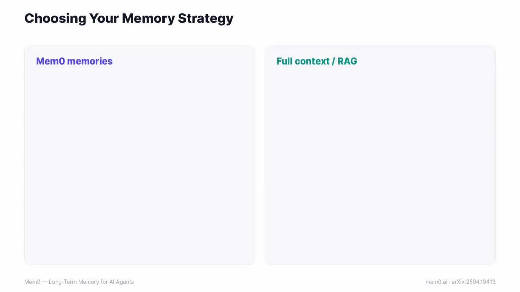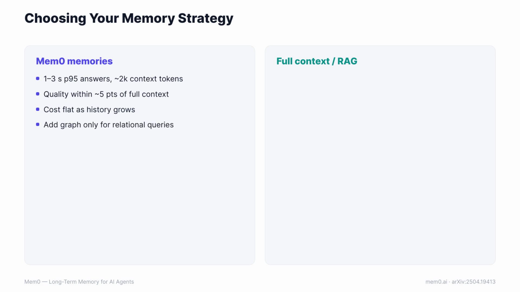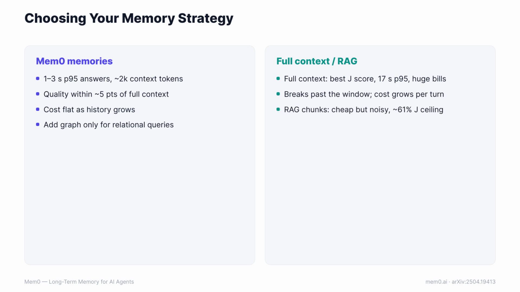So, when do you use what? Mem0 memories answer in about a second and a half at the 95th percentile, using a couple of thousand context tokens, and quality lands within a few points of full context, with cost staying flat as history grows. Add the graph only when queries are genuinely relational. Full context wins the benchmark by a hair, but at 17 seconds and ever-growing bills, and it simply breaks once history exceeds the window. Plain RAG over conversation chunks is cheap but noisy, plateauing around 61% on the judge metric. For short-lived tasks, that can still be fine.